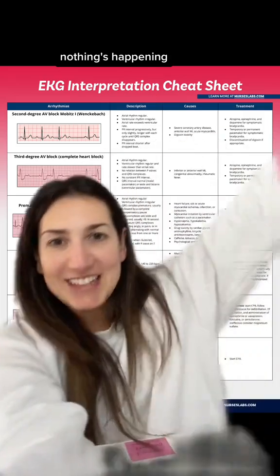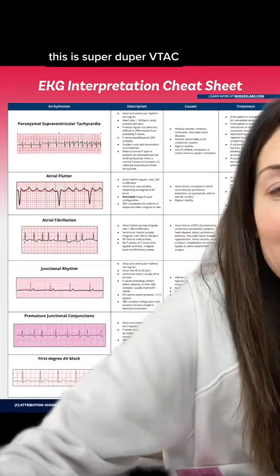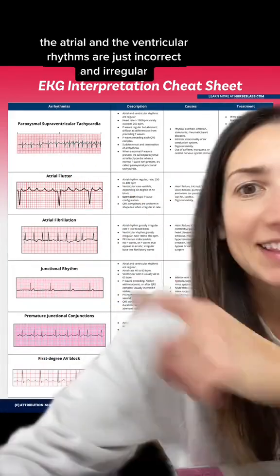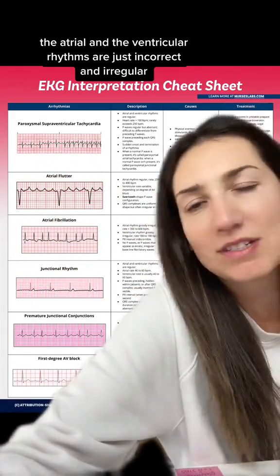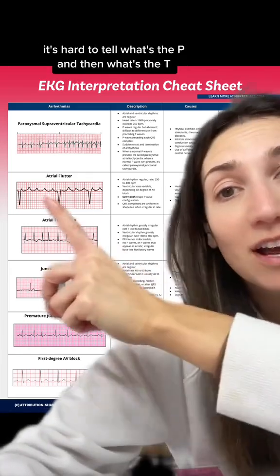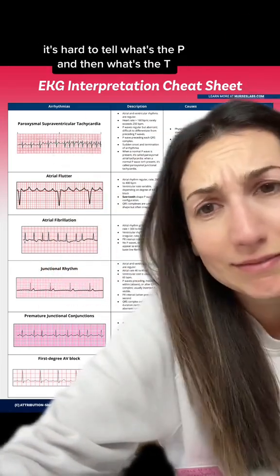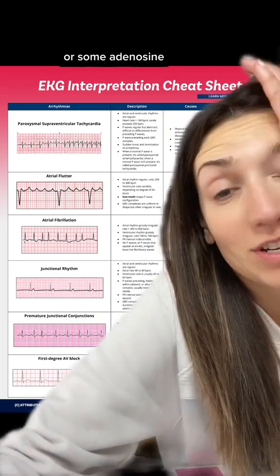Asystole. Nothing's happening. This is super duper VTAC. It's like VTAC with a Superman cape. The atrial and the ventricular rhythms are just incorrect and irregular. It's hard to tell what's the P and then what's the T. Probably gonna need some cardioversion or some adenosine.